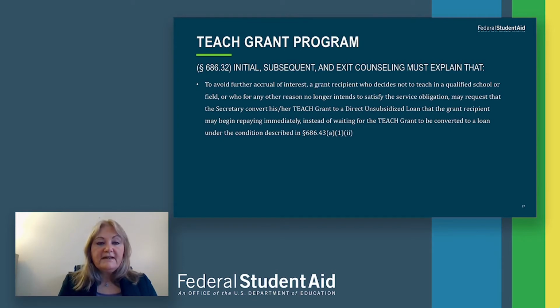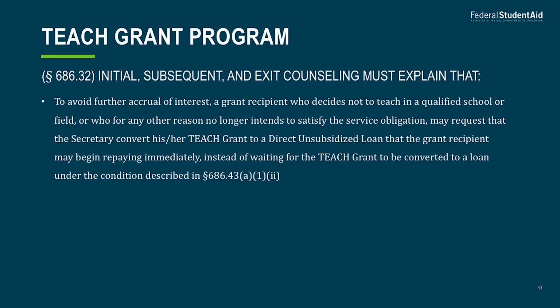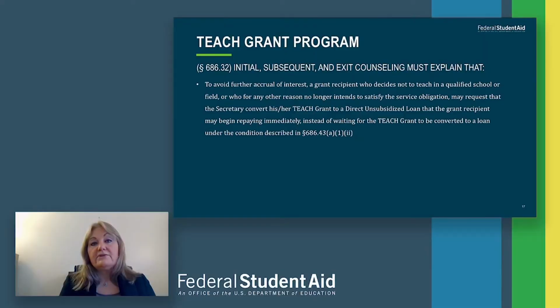All three types of counseling must explain that if a recipient decides not to teach in a qualifying school or field, or for any other reason does not intend to satisfy the service obligation, the recipient can avoid further accrual of interest by asking the Secretary to convert the Teach Grant to a direct unsubsidized loan that the recipient can begin repaying immediately instead of waiting for the grant to be converted to a loan.